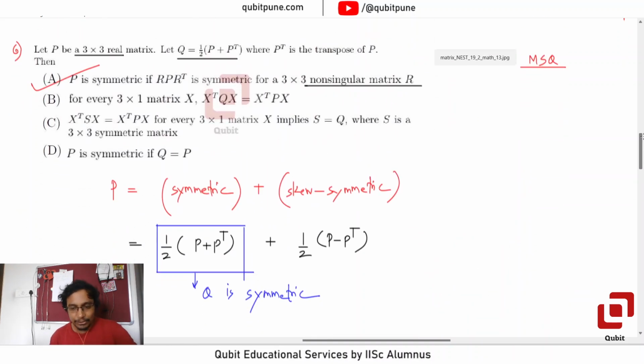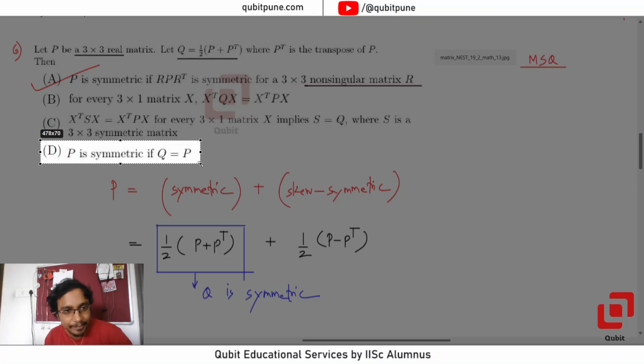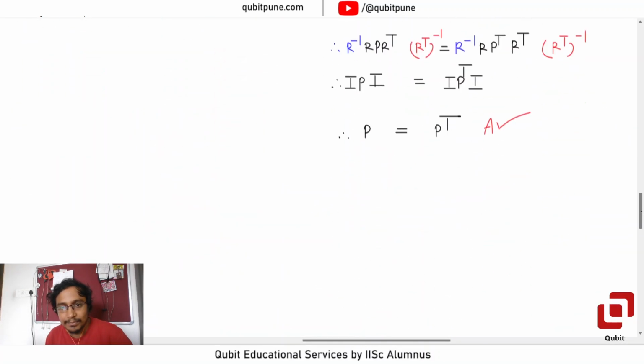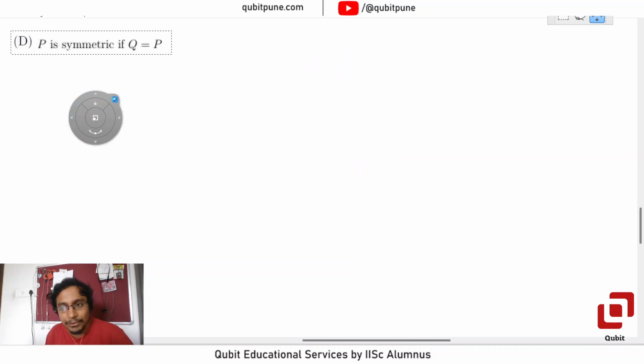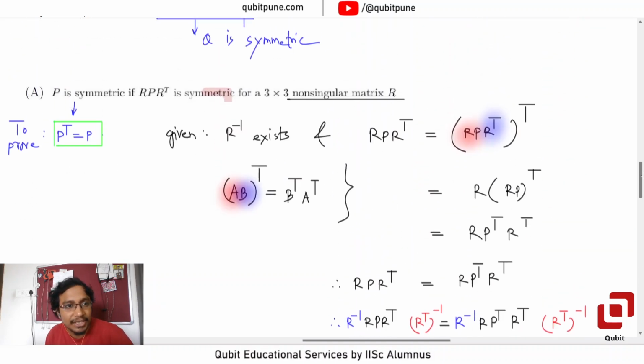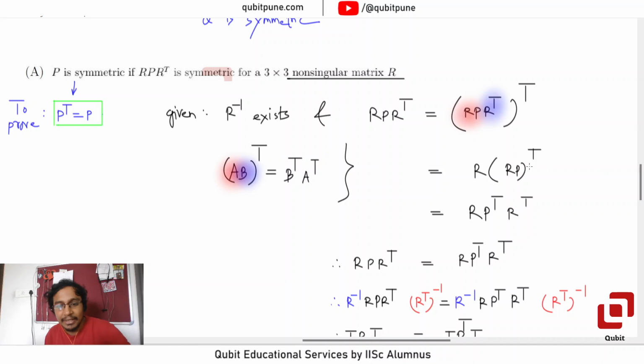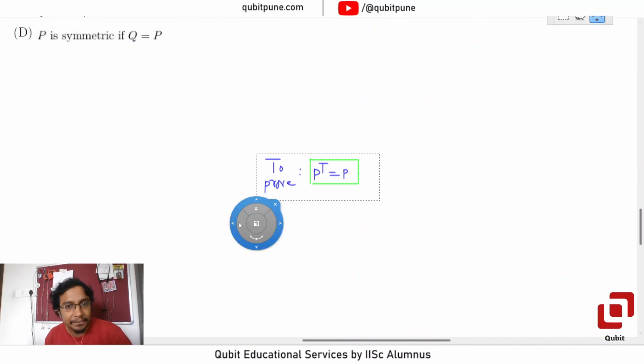Okay, I think we should go to D now. This is easy, because it is in line with what we did in option A. In option A we wanted to prove that P is symmetric, and in option D also we want to prove the same thing, right?